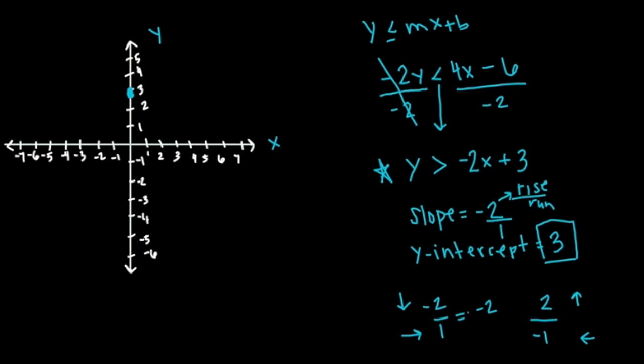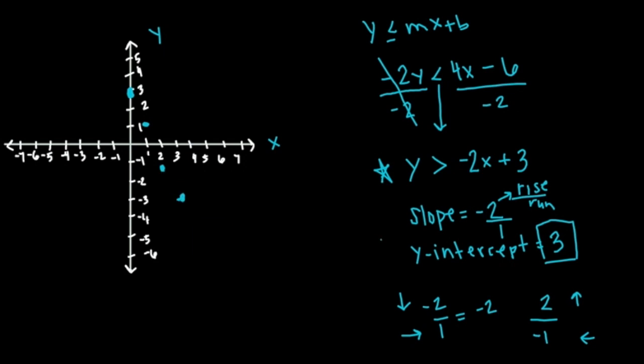Either way, you're going to get the same line, and I'm going to show you that right now. So let's use negative 2 over 1. Okay, so I'm going to go down 2, and to the right 1 time, which is right here, and I'm going to put a point right there. Again, go down 2, to the right once, and I'm going to put a point right there. One more time, down 2, and to the right once, and I'm going to put a point right there.